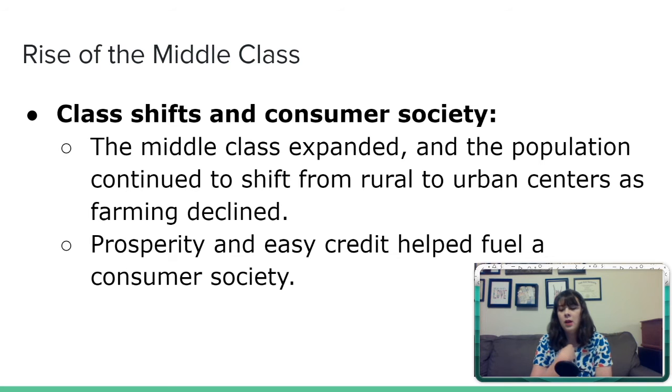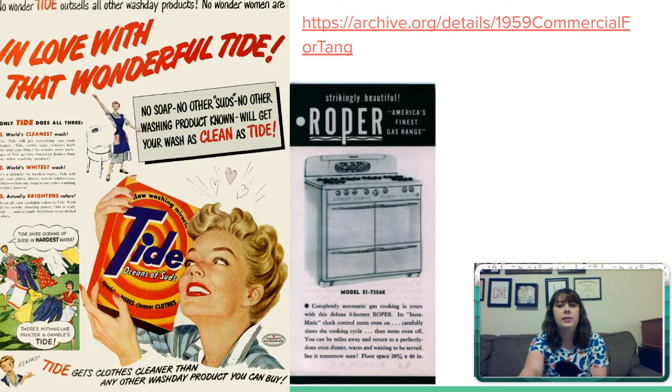We're going to see lots of prosperity with the economy. It's going to be really easy to take out lines of credit. That's going to help fuel this consumer society, right? So where we have lots of people who are buying lots of things. And with the consumer society, we always see lots of advertisements.